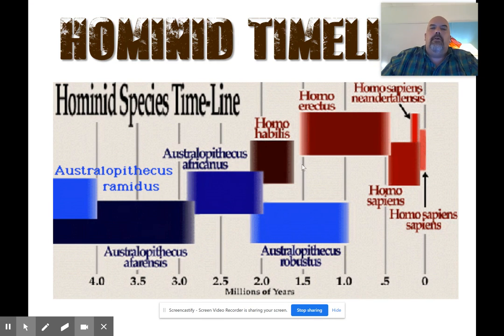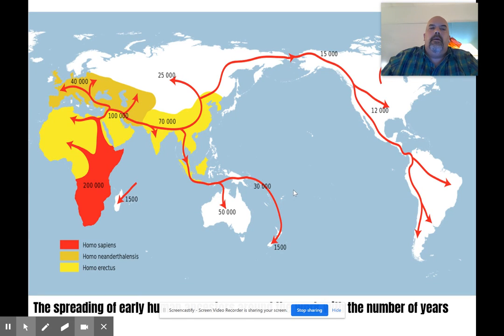There's several overlapping of all these different early humans. A really good graphic of migration. 40,000 years ago, developed into Europe. 200,000 years ago, this is where most of them started. Most humans started. And then 10,000, 15,000, 12,000 years ago, they started to migrate into the Americas. All this was covered in ice, so they were able to travel across it without worrying about the ocean too much.